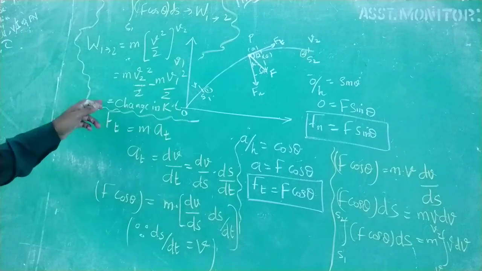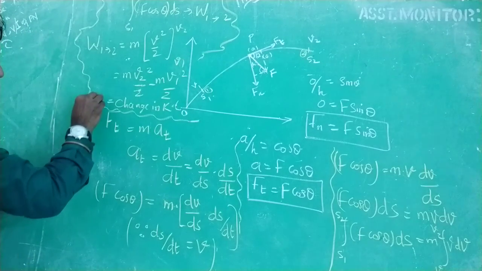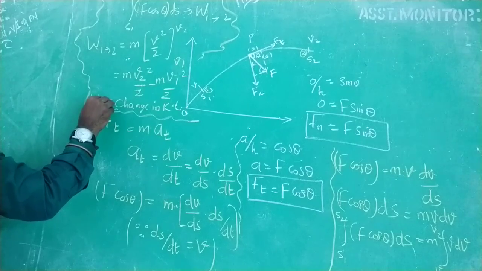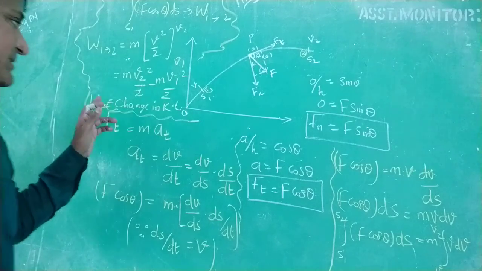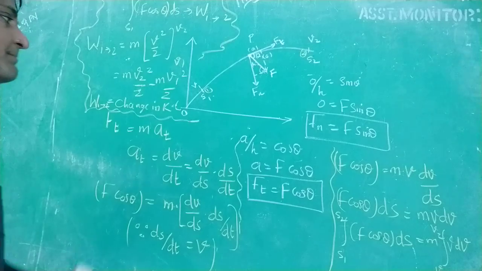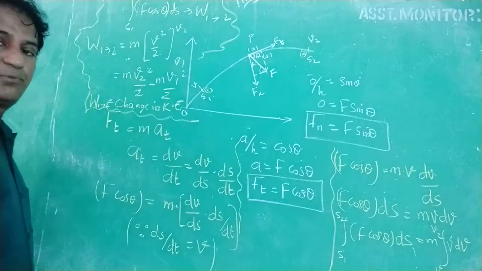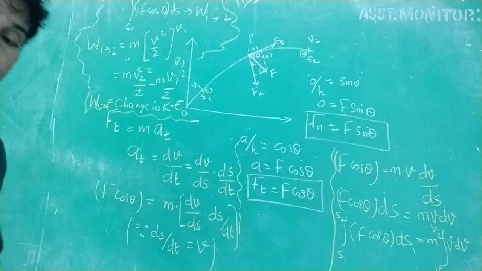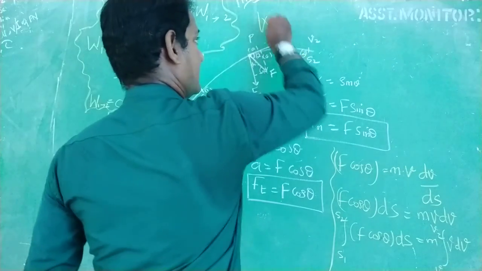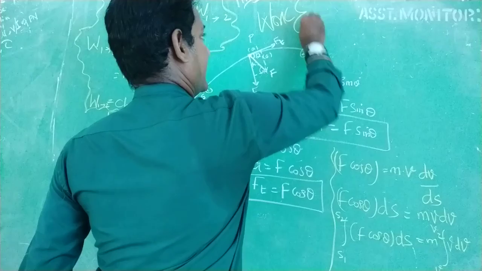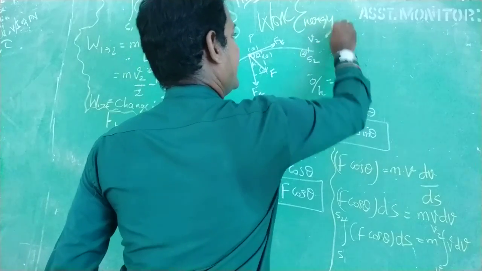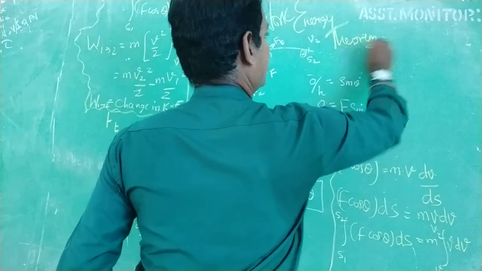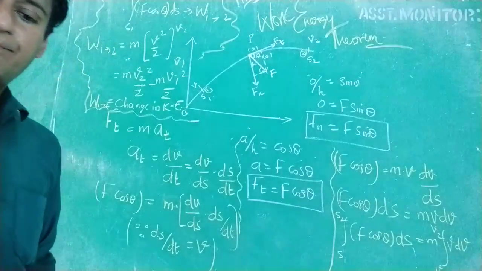So here we have proved that the work done by a force during its displacement is always equal to the change in kinetic energy of the object during the displacement. Alright? So this is what we call the work energy theorem. I think you must have understood.